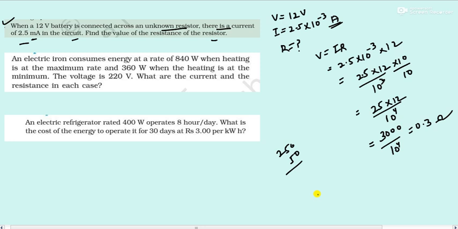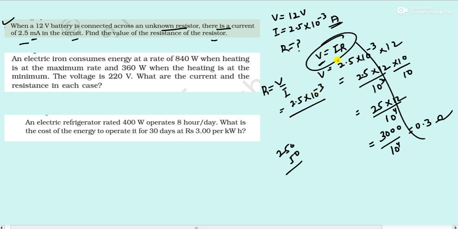Okay, I hope it's clear. If I have done any mistake, let me know. Yeah, I have done it here. V is IR. We need to find R, but I'm finding V. So this is a mistake. R is what? V by I, correct? What is V? It is 2.5 into 10 power minus 3 into what is I?